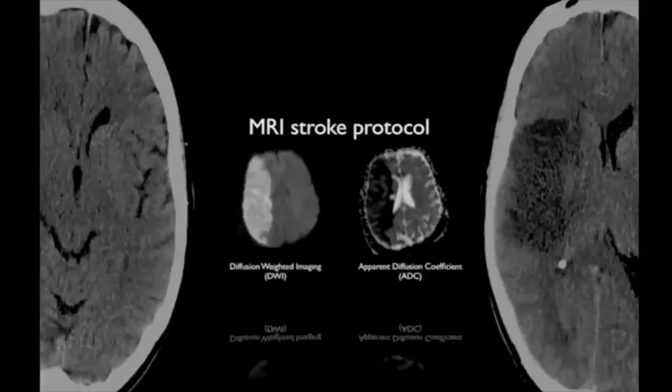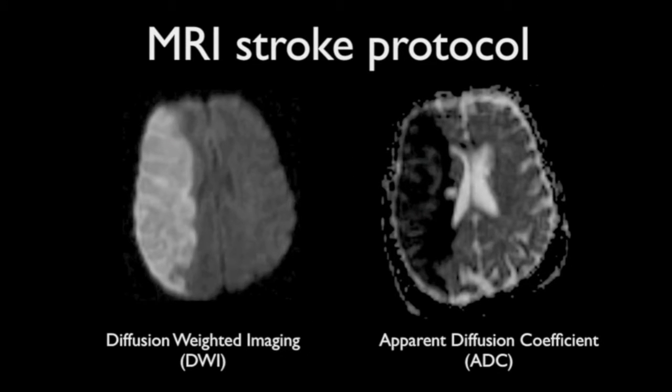MRI is extremely sensitive to acute ischemia, with changes seen on diffusion-weighted imaging and apparent diffusion coefficient maps within a few minutes of onset. These appear as bright areas on diffusion and dark areas on ADC maps. As mentioned before, MRI is usually not used in the very acute setting, as it imposes too great a delay in attempting to treat the patient either with intravenous thrombolysis or intra-arterial thrombolysis or mechanical thrombectomy.